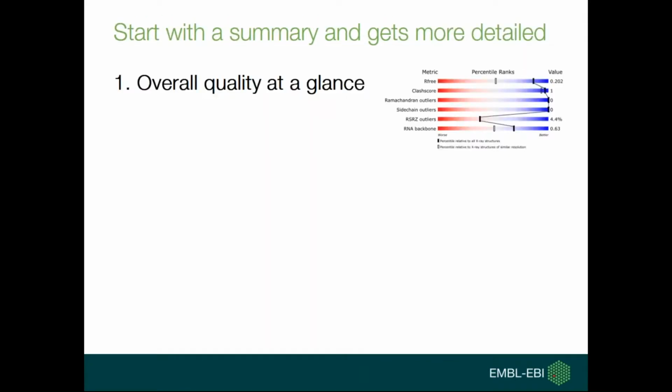What does the report look like? It starts with a summary, and as you go through the report, it gets progressively more and more detailed. So it starts with overall quality at a glance, and here you see across a variety of metrics where the structure ranks relative to other structures in the PDB archive. Towards the blue is the higher end, the better end, and the red is the poorer end.